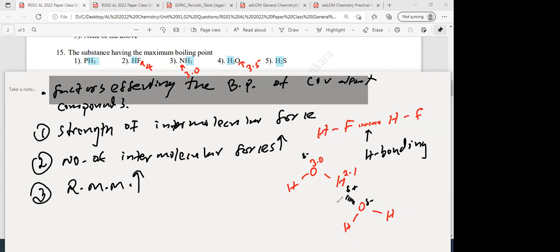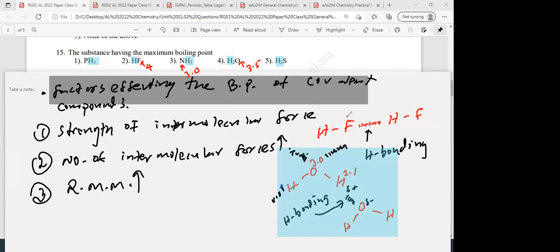This is called hydrogen bonding. Now let's see, out of these two, which one has the highest boiling point? Water or HF? H2O. Why? Water has a higher boiling point than HF because it can form more intermolecular forces. This side also there can be one, this hydrogen also can form one, this oxygen also can form one like this. Around one water molecule there can be 4 hydrogen bonds.